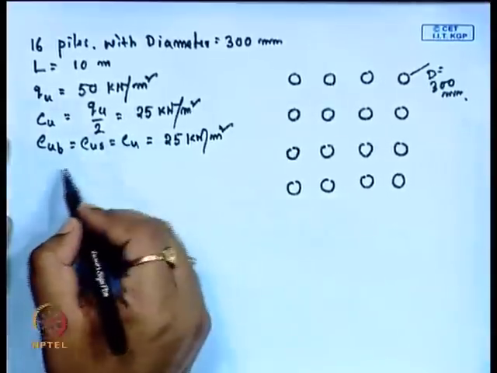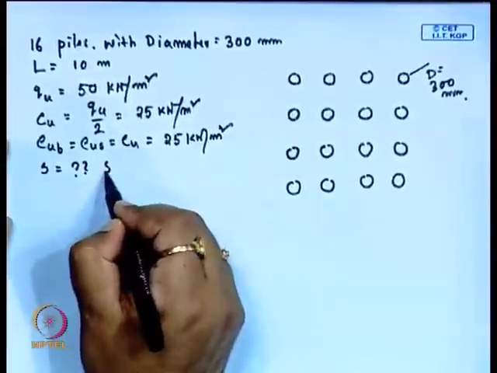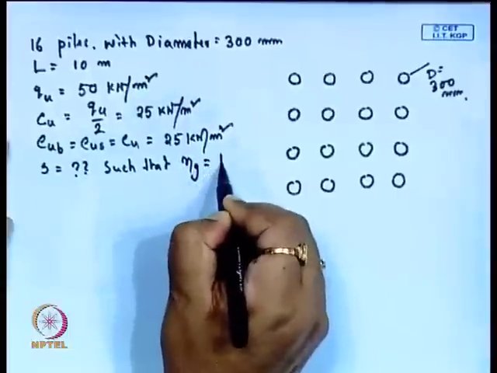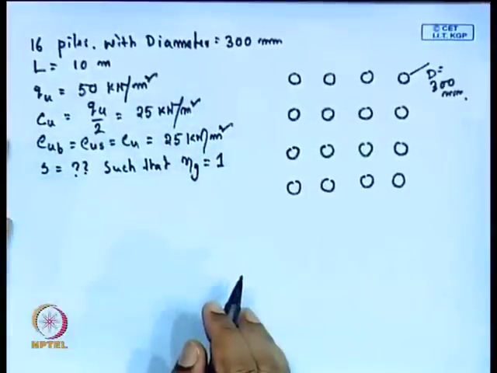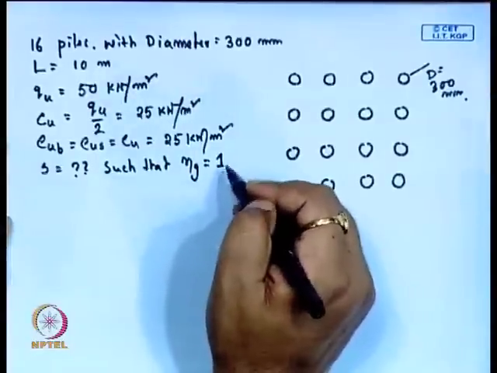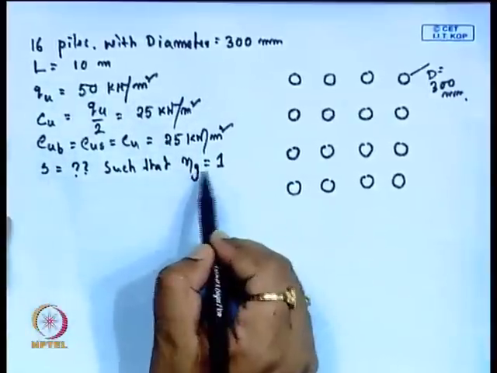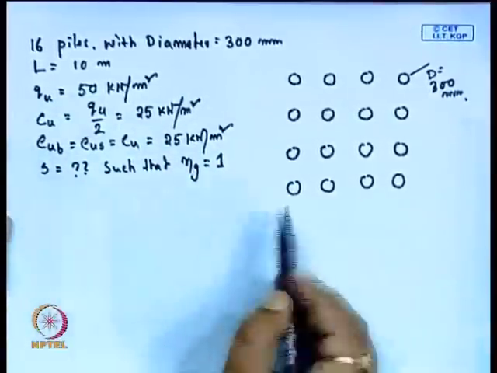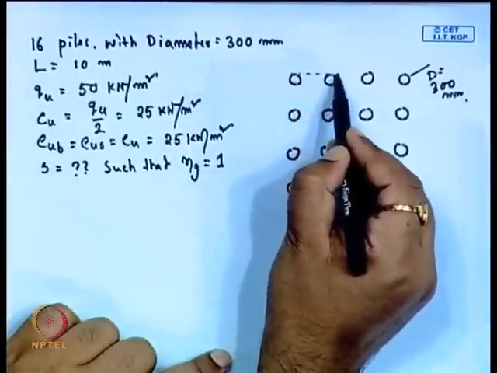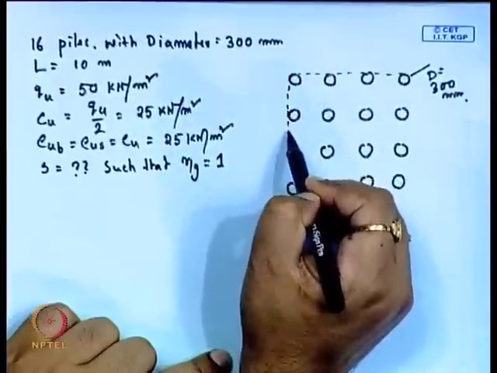Now, we have to determine the spacing. What will the spacing be such that the group efficiency will be exactly 1? We can take any other value also, you can take 0.9, 0.8. But here we will design this such that the group efficiency will be exactly 1. What will be the spacing? As I mentioned, here we have to consider the single as well as the block failure.